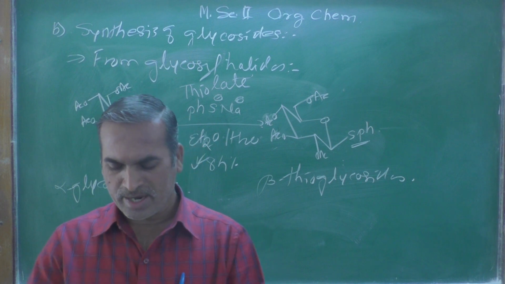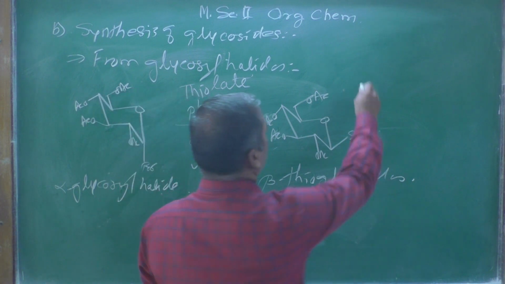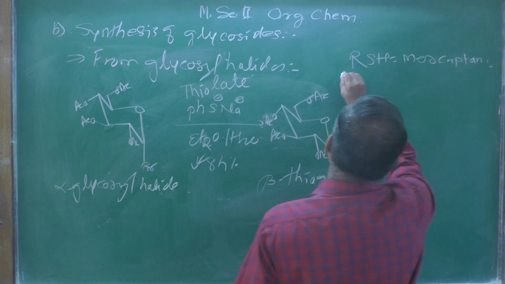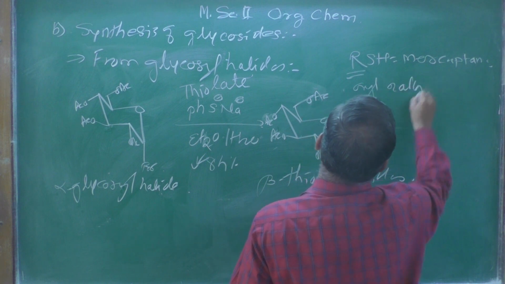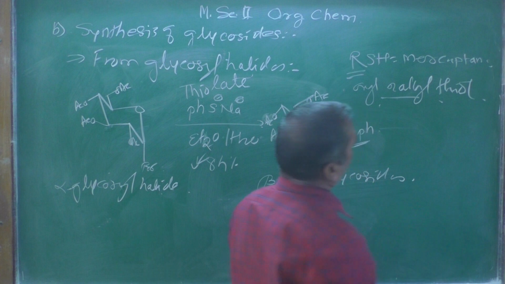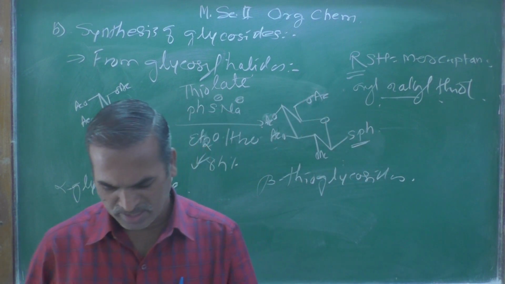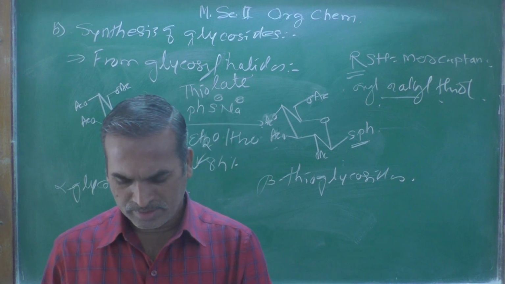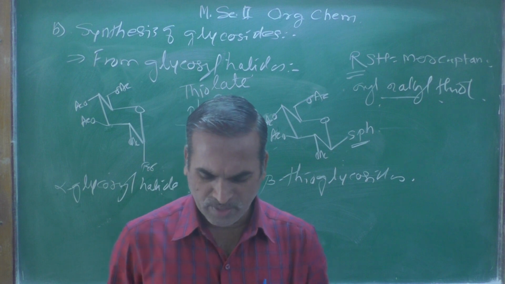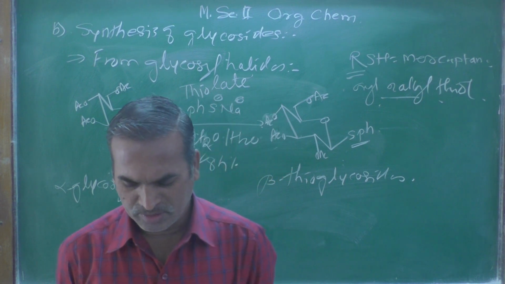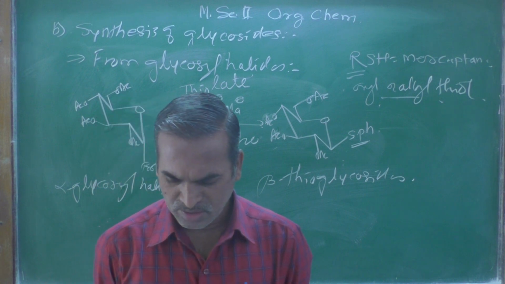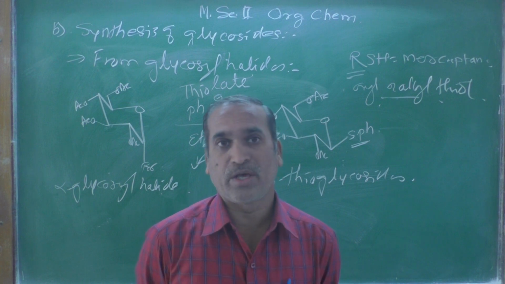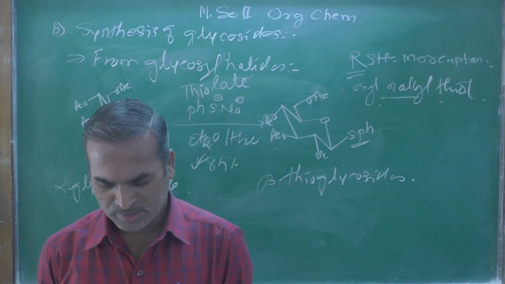And both alkyl and aryl mercaptans, and you know that mercaptan means RSH, and this R may be an aryl or alkyl group. An aryl or alkyl thiol is known as a mercaptan, so remember that. Both alkyl and aryl mercaptans have been used, and good yields are usually obtained, although especially with the more basic alkyl thiolates, a reacetylation step is often necessary prior to workup and isolation of the product.